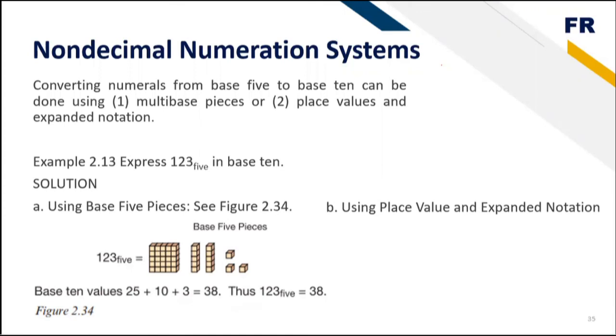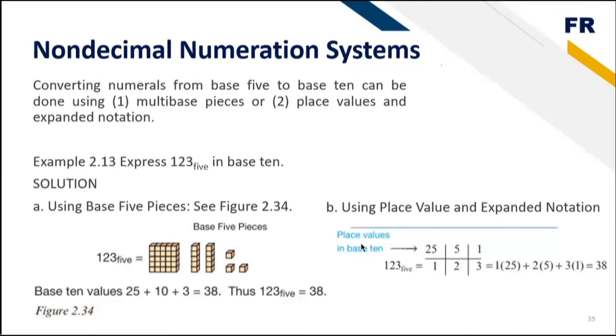Okay, sa ano naman, using place value and expanded notation. So, yung place value ng 123 base 5. So, yung 1 ay naka-place value sa 25, at yung 2 naka-place value sa 5 at yung 3 sa ones. So kumbaga parang ito yung ones, tens, hundreds sa base 10, 'di ba? Ones, tens, hundreds. Kaya kapag kinuha natin expanded notation, 1 times 25 plus 2 times 5 plus 3 times 1 equals 38.